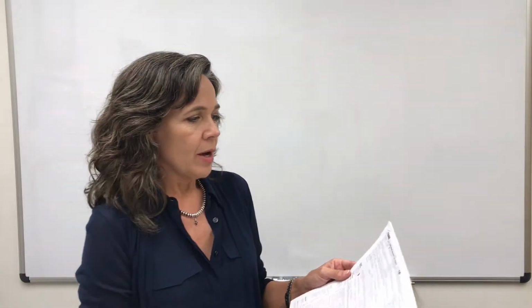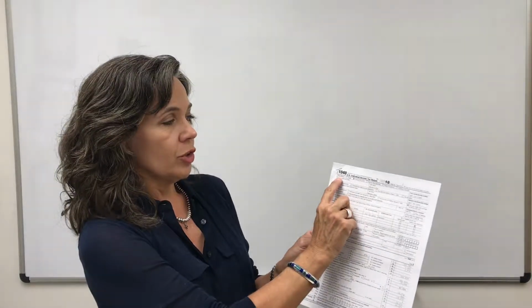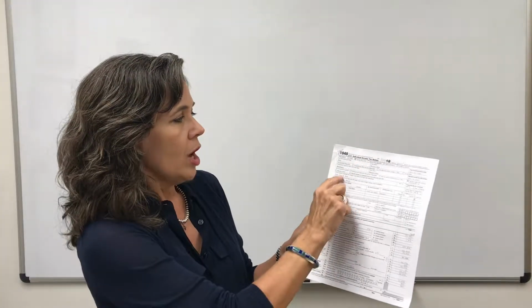So for all the returns, one of the main things you need to make sure you do is you get their filing status. You need to tell me if they're single, married filing jointly, married filing separate, head of household, qualifying widow. So you have to check that box.